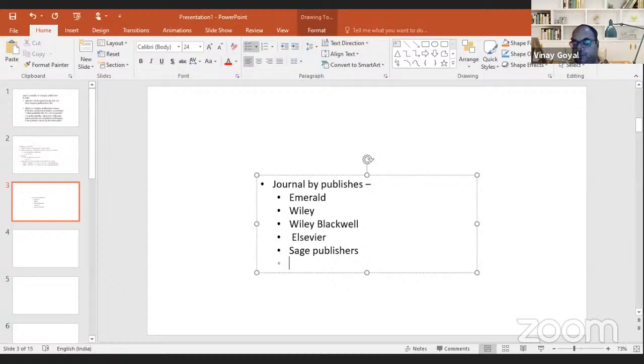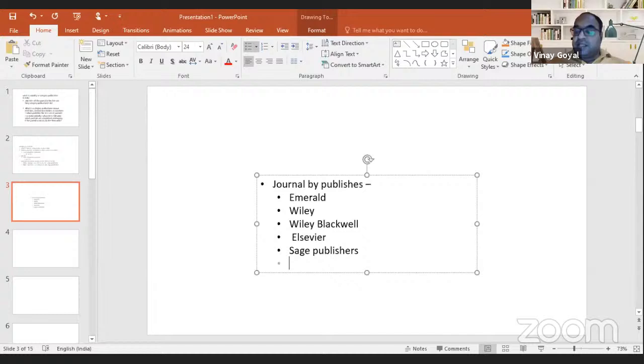Now, if it is not listed, will it be called a categorized journal? Now, this is a $1 million question. Why is this a $1 million question? Because some institutes across the world follow the list. If the journal is available in the list, we will take that into consideration. If the journal is not there in the list, we will not take that into consideration.